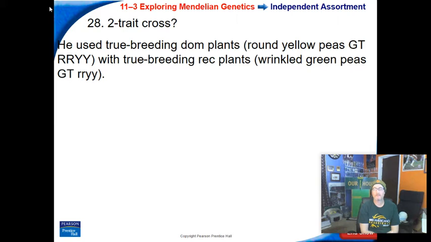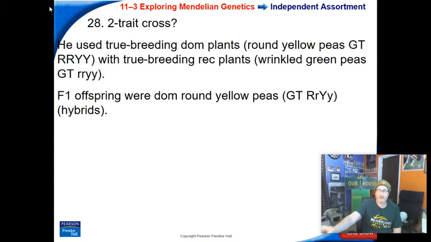Now remember, in the one-trait cross problem, all of the offspring ended up with the dominant trait. And Mendel was probably scratching his head and going, I could have sworn that I had a short parent involved in this cross. So as you might expect, we're going to get a double heterozygote or a hybrid in the results. F1 offspring were dominant, round, yellow peas. They were double heterozygotes or double hybrids.